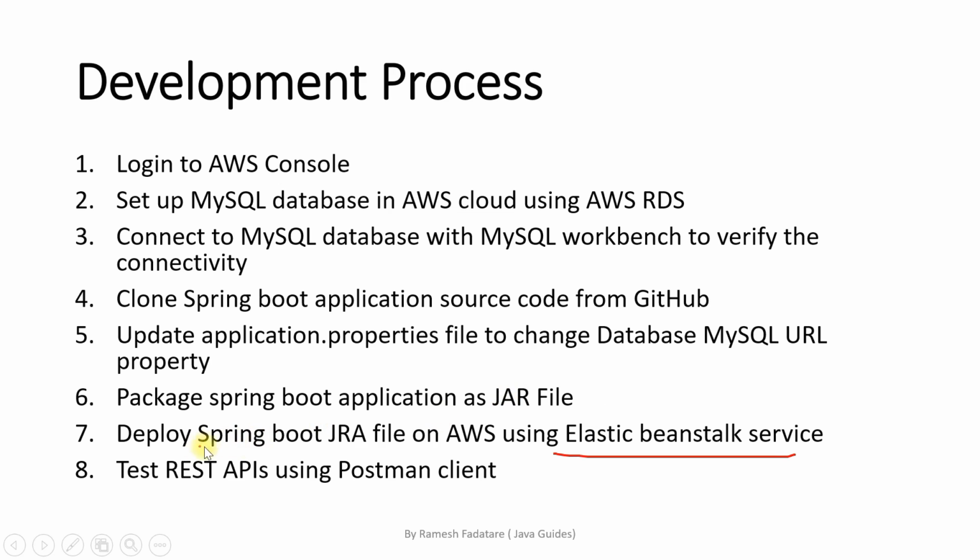Alright, once we complete the Spring Boot application deployment on AWS Cloud, then we're gonna test the REST endpoints using Postman client. It's pretty simple, guys. We just need to follow the steps. First step is we need to log into the AWS console. So we're gonna use an AWS free developer account to deploy Spring Boot applications on AWS Cloud. I have already created a couple of videos on deploying Spring Boot applications on AWS Cloud.